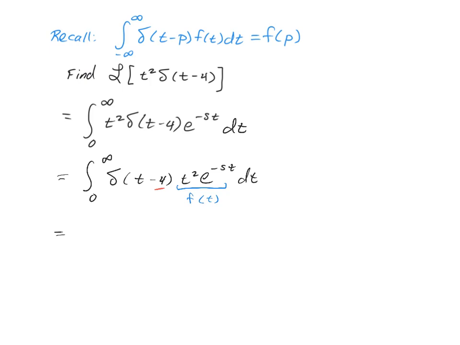So that's going to be equal to 4 squared times e to the negative 4 times s, which is just 16e to the negative 4s. So that is the Laplace transform of the function.